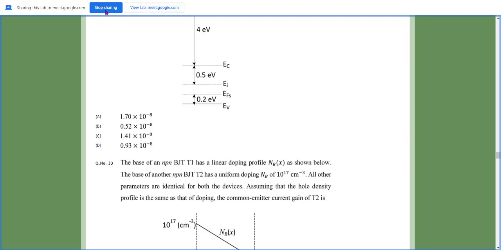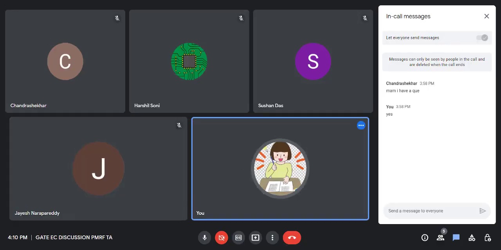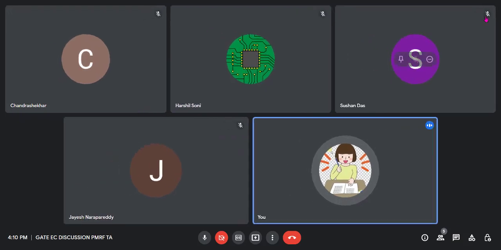Okay. So we shall start with small signal MOSFETs now. Today we will see the small signal analysis. Let me just share my screen first and then we'll start.